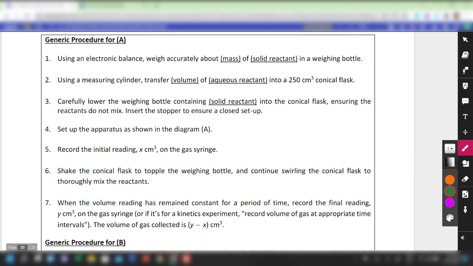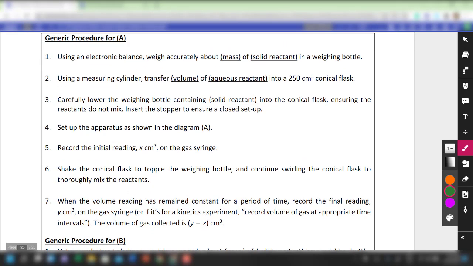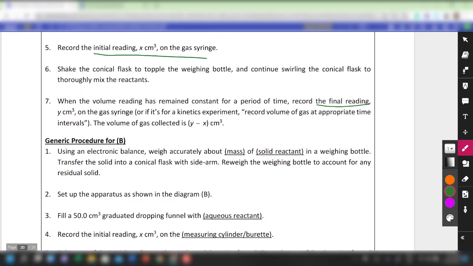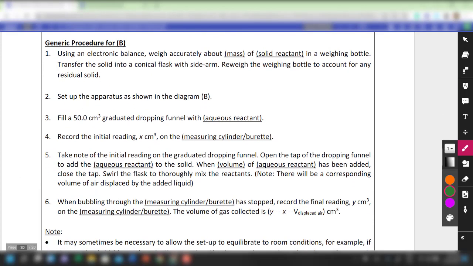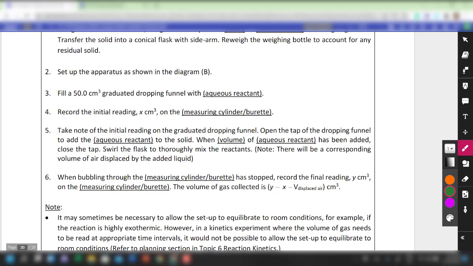Okay, then the final page shows you the generic procedure. I wouldn't say you need to memorize, but I would say read through it and take note of some of the ideas. Especially, similar to titration, before you collect your gases, make sure you read off the initial reading of your gas syringe and make sure it's a graduated gas syringe. Then after collection, read off the final reading as well. Even if you are doing a downward displacement, you should also be reading the initial reading. It can be a burette reading or a measuring cylinder reading, but just make sure that you indicate that.